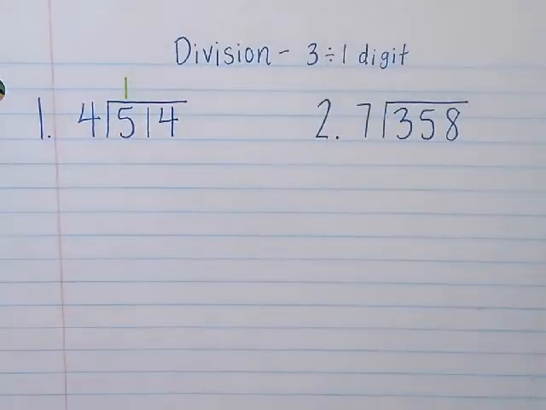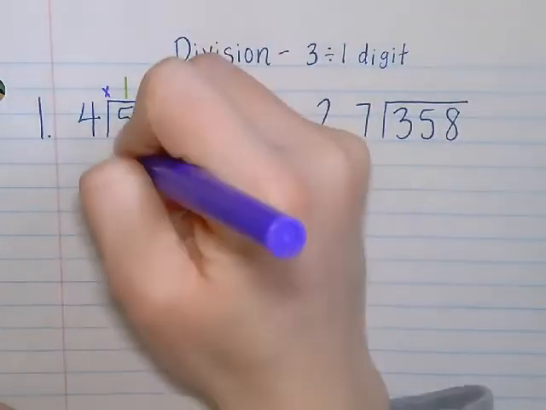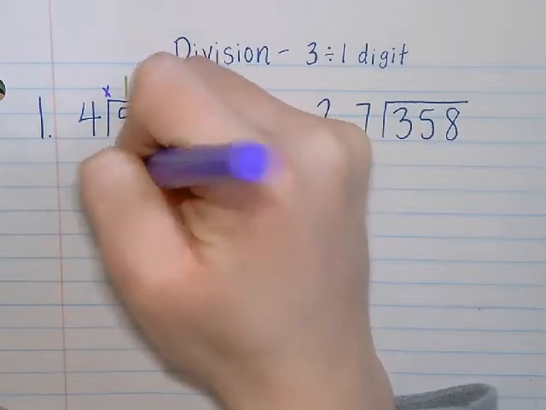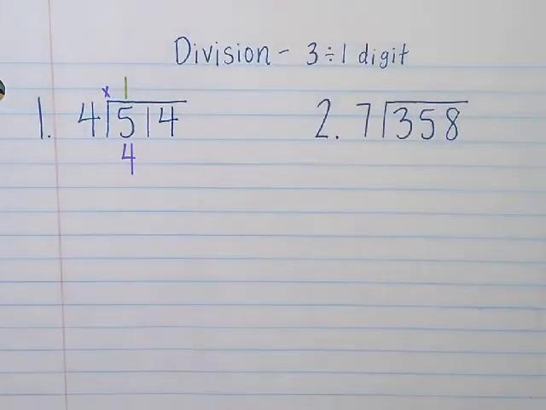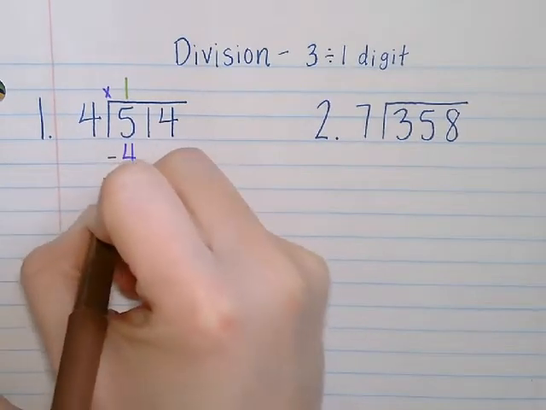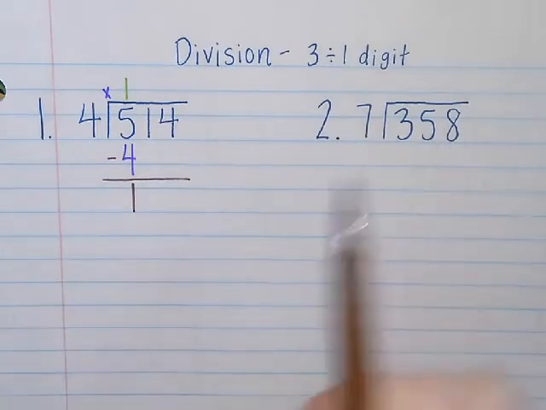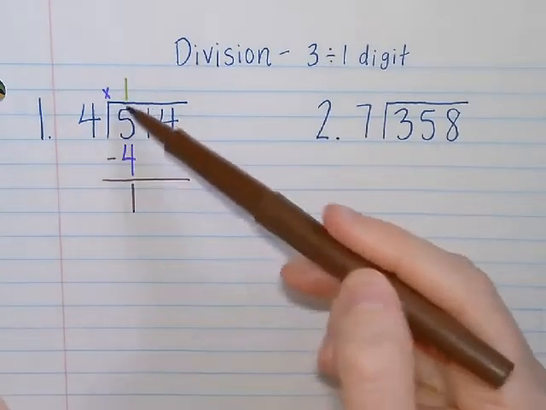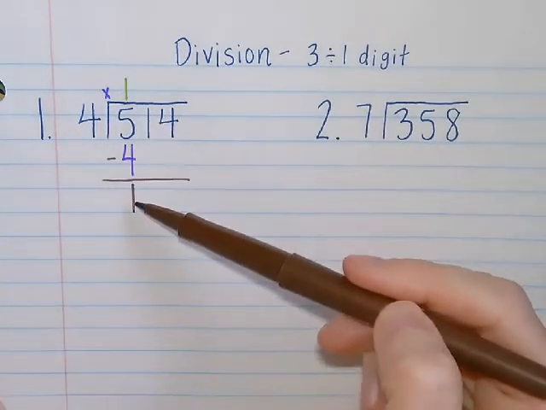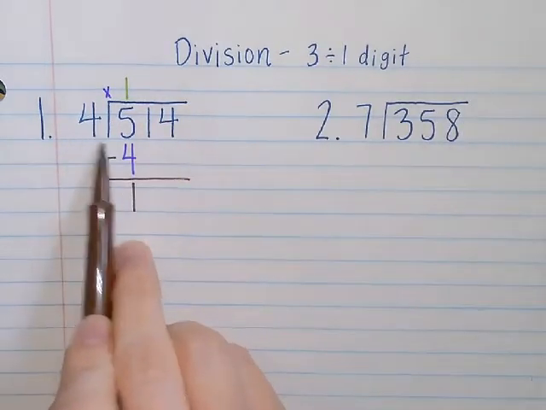My next step is to check my multiplication. 4 times 1 is 4. That goes right below the 5. 5 minus 4, because our next step is subtraction, is 1. Let me check up until this point. 4 times 1 is 4. 5 minus 4 is 1. Great.